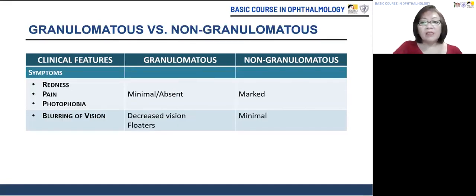Inflammatory attacks in non-granulomatous uveitis are generally more explosive in nature, with patients complaining of eye redness, eye pain, and photophobia. Vision may be minimally affected in non-granulomatous uveitis. In granulomatous uveitis, redness, pain, and photophobia are usually minimal, but this group of patients more frequently complain of floaters and reduction in vision.